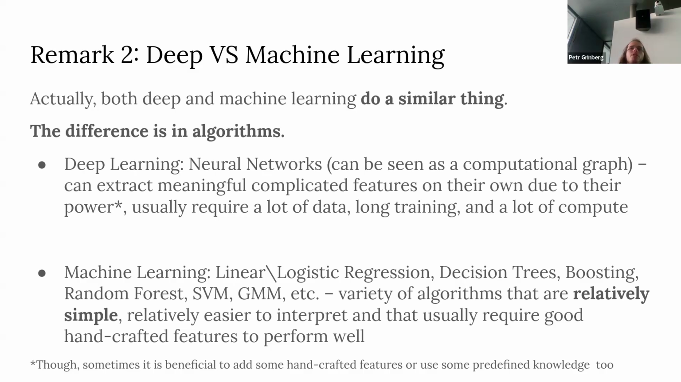You heard about deep learning. What is the difference? The difference is in algorithms. The pipeline is very similar: given some data, you do this training, and given some data, you do some inference. But when somebody says deep learning, it is mostly about neural networks, which can be seen as a computational graph. We'll look at it on the next slide.